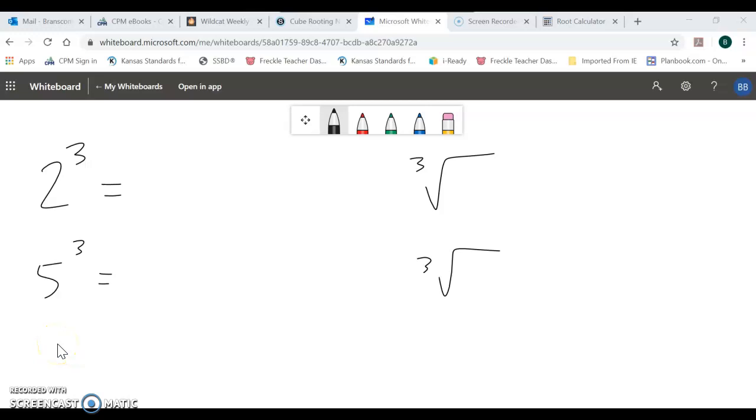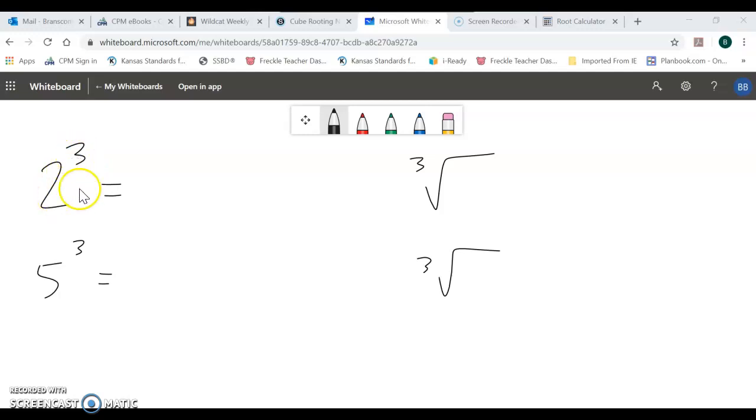This video will be over cube rooting numbers. I'm going to start by doing a little review of cubing numbers, and then I'll start in with the cube rooting stuff. So we have done cubing a number, and that means that you have a 3 in the little exponent. So cubing a number is just when there's a 3 up here in the exponent.